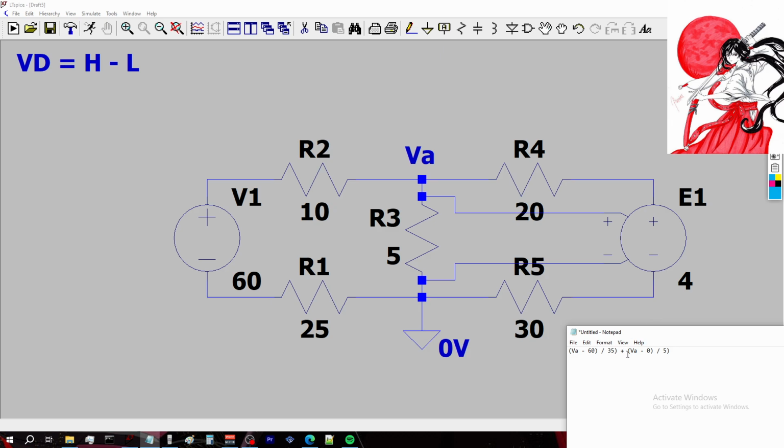Because as you can see, VA minus 0 divided by 5 is the current across this resistor. We don't want the current, because remember, this is a voltage-dependent voltage source. So we want to find the voltage here. And the voltage difference across this resistor, high potential, low potential, is going to be VA minus 0. So let's write that down. First we're going to do 4 times VA minus 0. And there we go, we wrote our first equation.